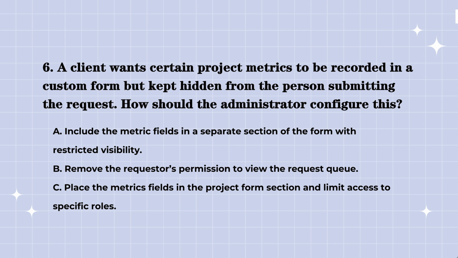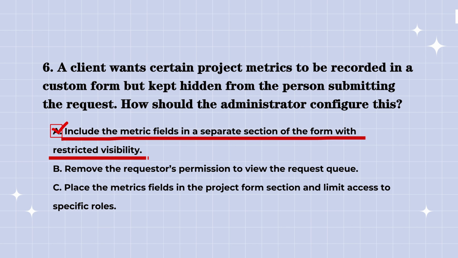So, the correct answer is: by putting metrics in a separate, restricted section, you can keep this information hidden from the requester. This allows your team to collect important data without showing it to everyone who submits a request.